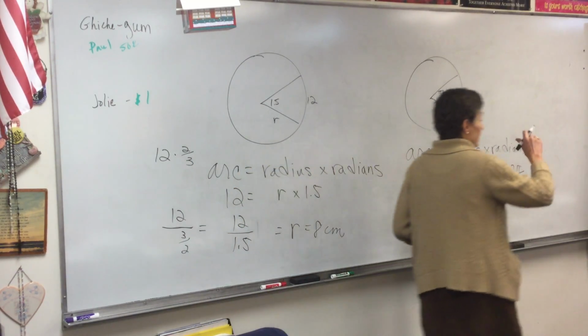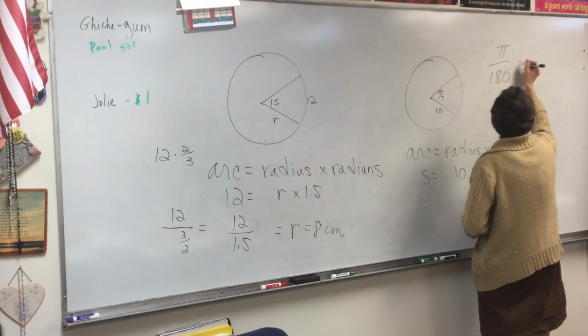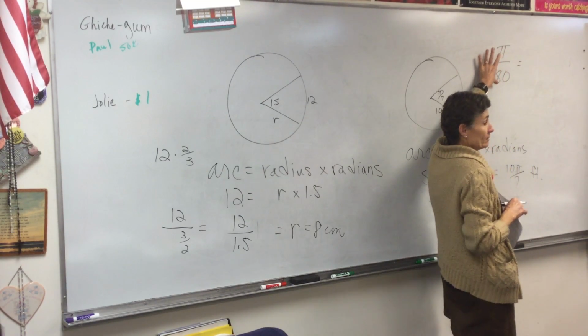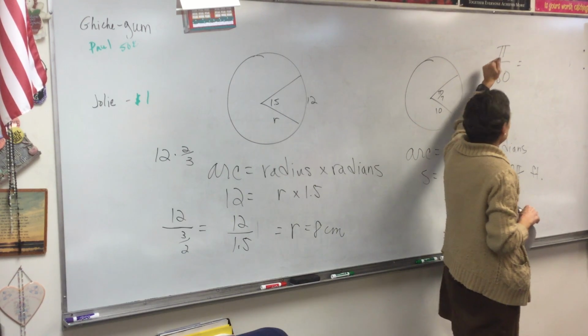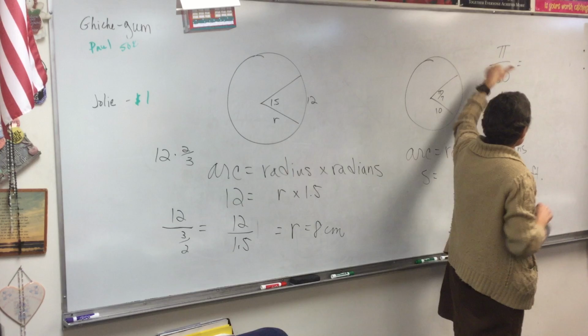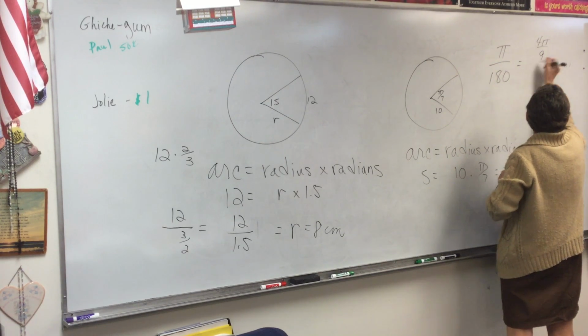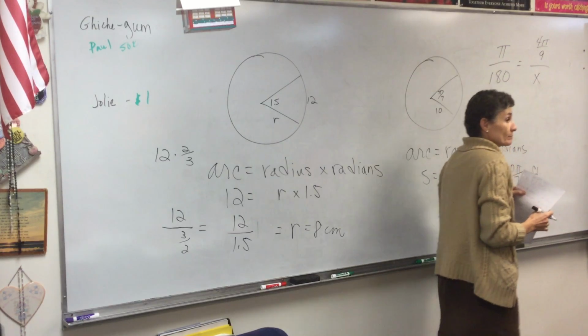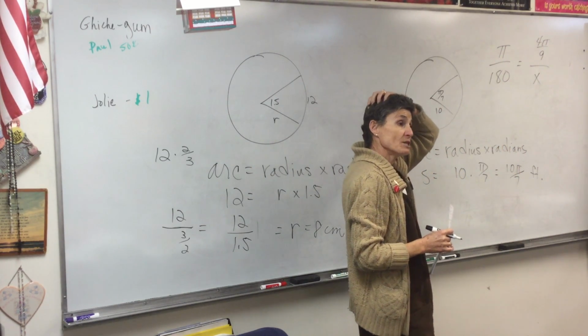So I can set up my proportion. Pi is 180. That is like 1. Pi radians is 180 degrees, just like 12 inches is 1 foot. These two are the same. So then I can say 4 pi over 9 must be what? That proportion will always work.